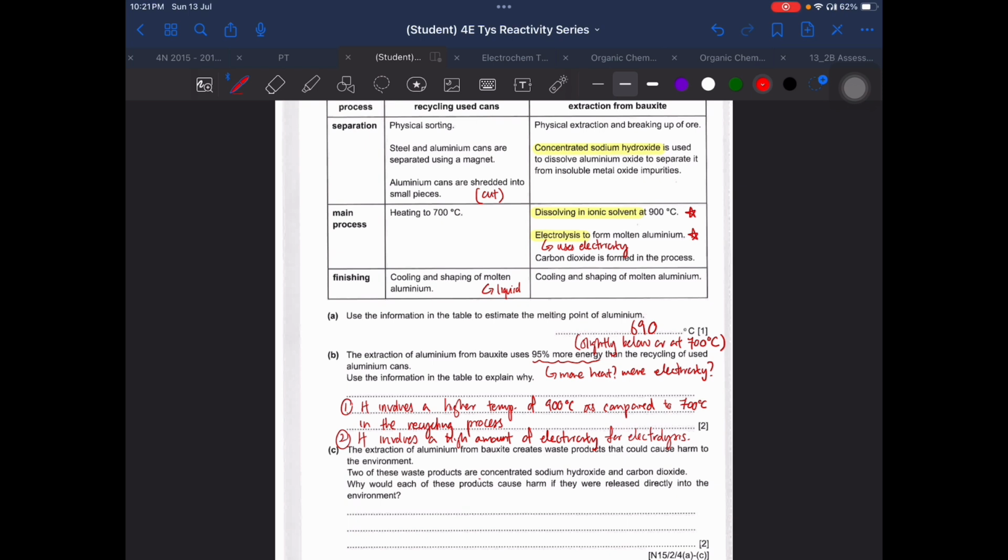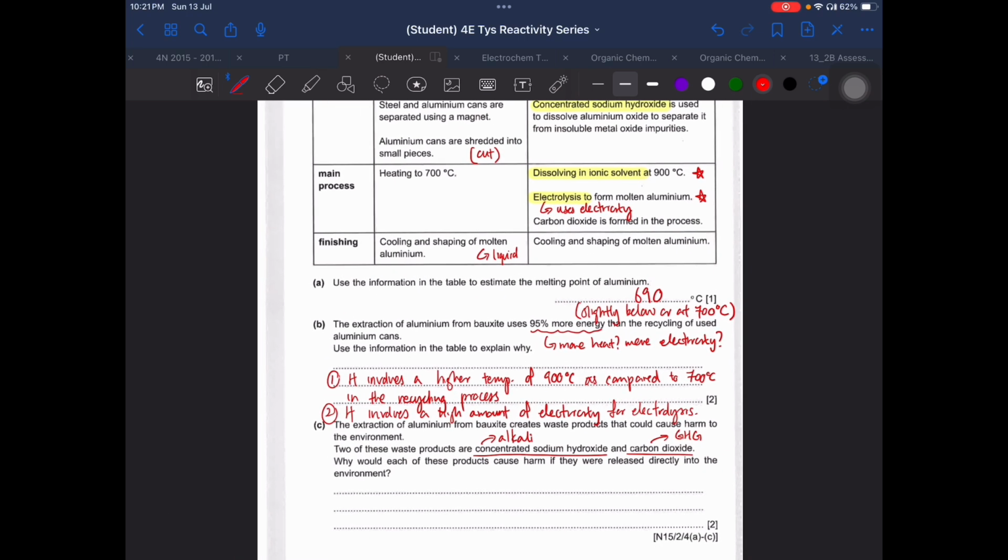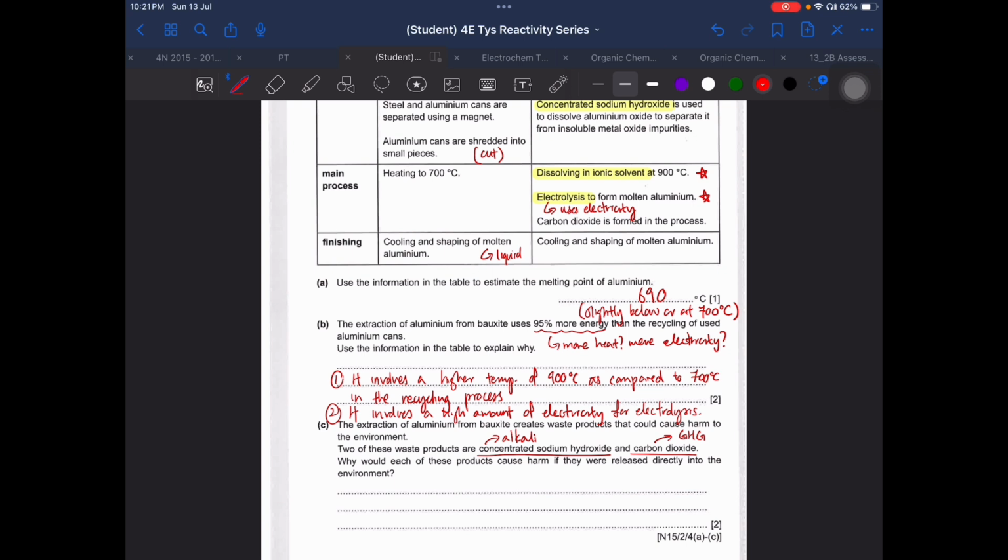Let's start with the most obvious one, which is carbon dioxide. We all know that carbon dioxide is a greenhouse gas. And with greenhouse gas, global warming, right? Pretty straightforward. Concentrated sodium hydroxide. We all know that sodium hydroxide is an alkaline. Alkaline into the surrounding, pH will be affected, right? So when pH is affected, it can affect other parts of the surroundings, be it animals or the plants, right? So this part on part C really requires you to try to think out of the box and try to link it to some of the general knowledge.